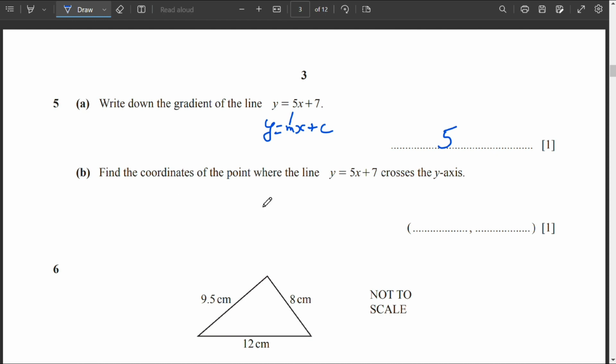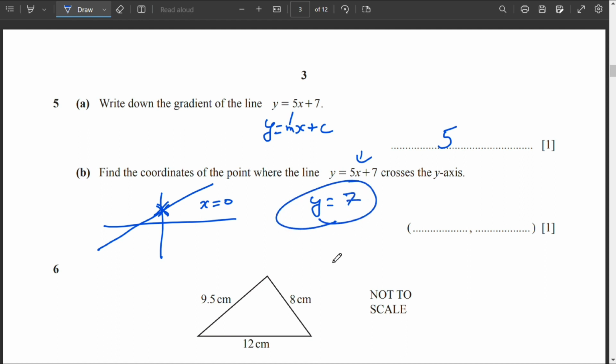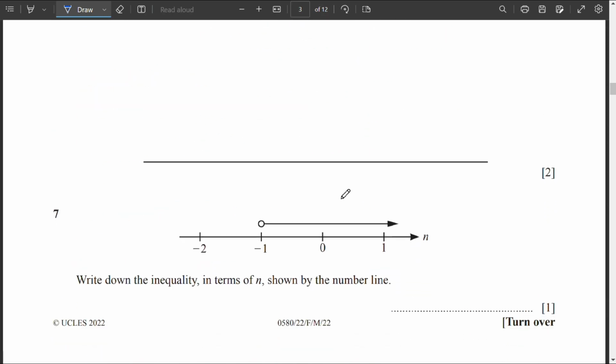Now find the coordinates of the point where the line crosses the y-axis. If you consider this as the coordinate axes and this is the line, over here it crosses the y-axis. So at the y-axis, what is x? You can see that x is 0 at the y-axis. So simply put 0 over here. So y will be 5 times 0, which is 0, plus 7, which is 7. So x is 0 and y is 7. So the coordinates of the point are (0, 7).